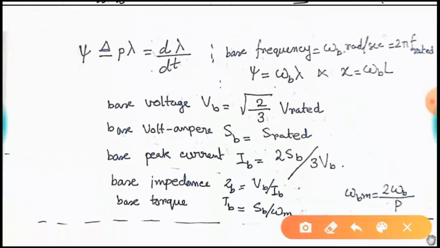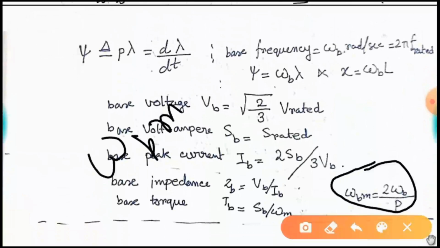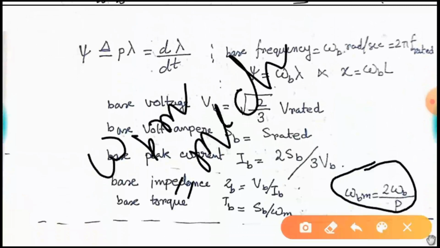Another thing I'd like to mention: this omega bm, as we know, is our mechanical base speed.